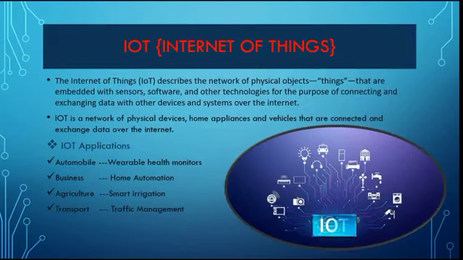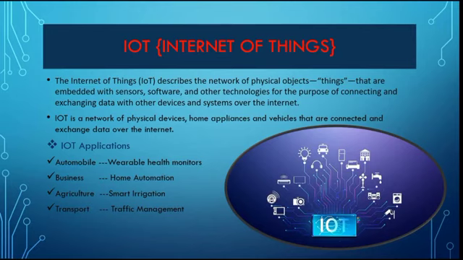Let's take a look at IoT, the Internet of Things. This describes the network of physical objects, things that are embedded with sensors, software, and other technologies for the purpose of connecting and exchanging data with other devices and systems over the internet. IoT is a network of physical devices, home appliances, and vehicles that are connected and exchange data over the internet. IoT is used in various fields, like automobiles and wearable health monitors. In the business sector, it goes for home automation, which is our project right now.